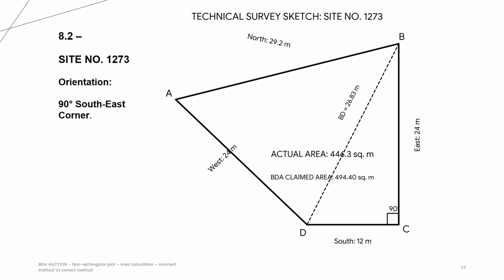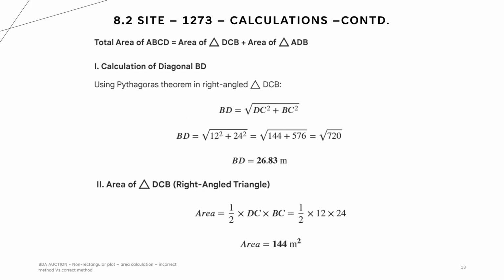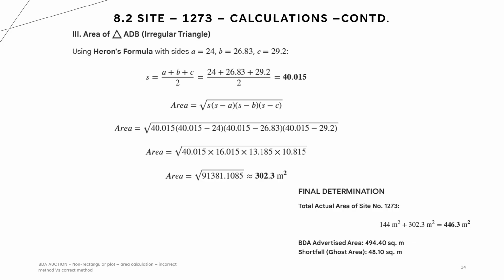inside the e-auction notification, and we are assuming that the southeast corner is at right angles to enable us to calculate the diagonal BD. So after the calculation, we find that the BDA claimed area is 494.4 square meters, whereas the actual area is 446.3 square meters. The detailed calculations are in the slide and also subsequent slide.